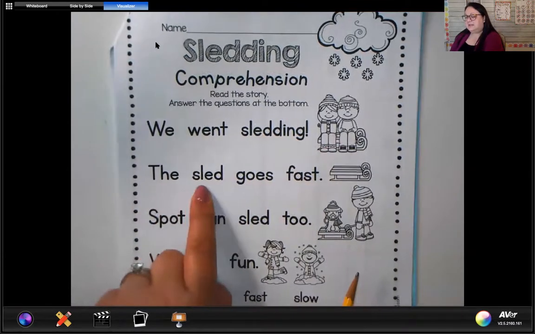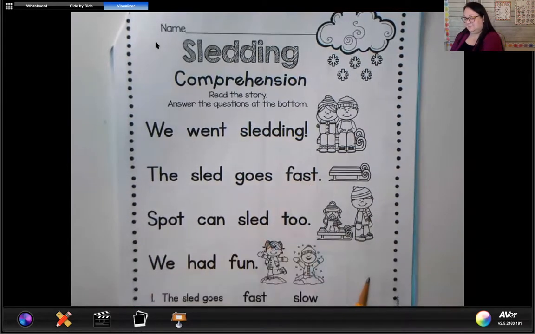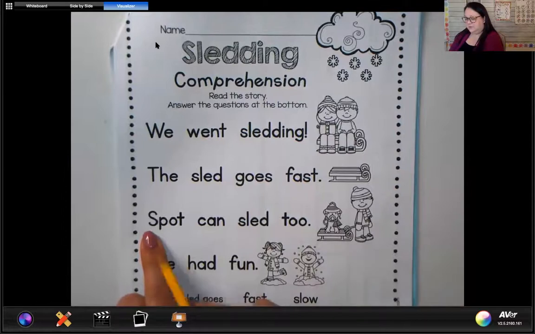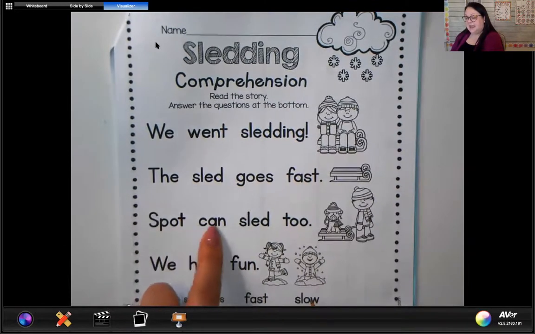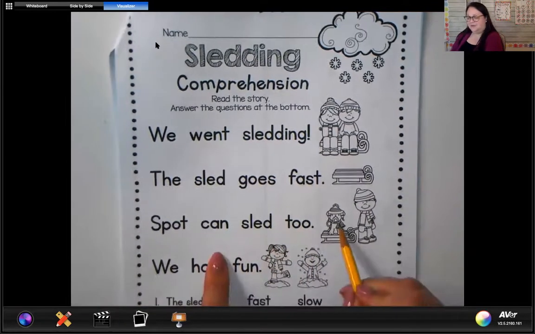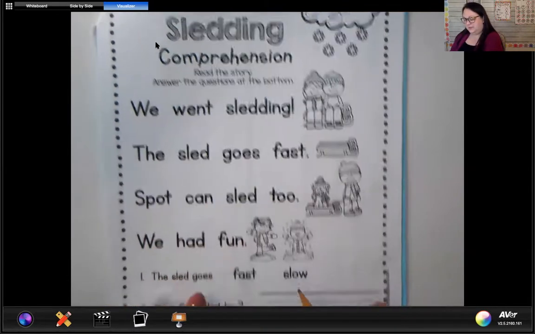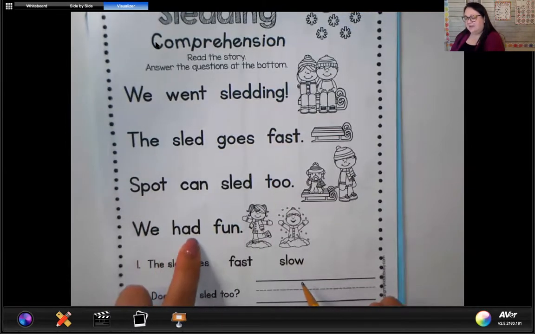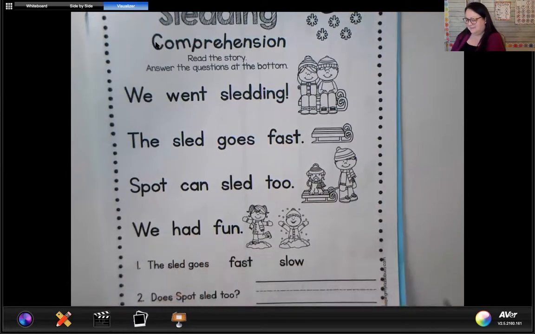The sled goes fast. Now here's a new word, spot. Spot can sled to. So Spot must be the dog. Spot can sled too. We had fun. We had fun. Okay, so now there's some questions at the bottom we need to answer.